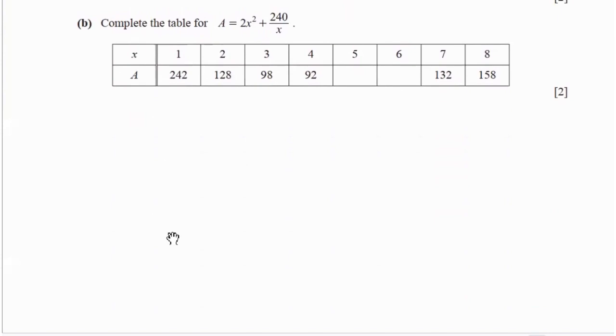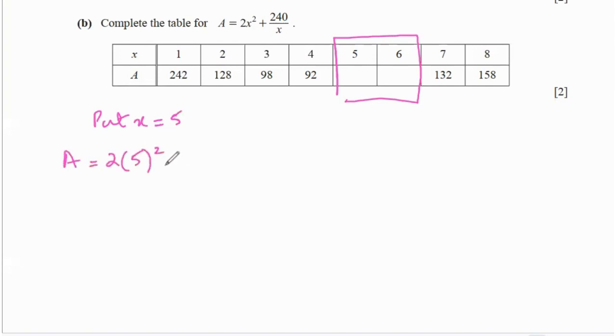Then just complete the table for this equation. So we have to find the values of x equals to 5 and 6. So let's put x equals to 5 in the equation first. A equals 2 times 5 squared plus 240 over 5. It's going to give us 50 plus 48, and that's 98.